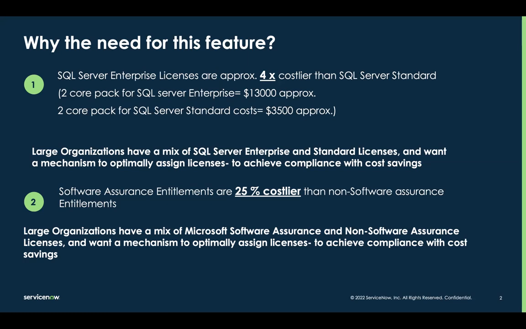Additionally, organizations use Software Assurance a lot, which is a Microsoft benefit that allows for many important benefits such as unlimited virtualization, license mobility, new version rights, and so on. However, Software Assurance entitlements are about 25% costlier than non-Software Assurance entitlements. Again, large organizations have a mix of both Microsoft Software Assurance entitlements and non-Software Assurance entitlements, and they're looking for mechanisms to optimally assign these licenses, again, to achieve compliance with cost savings.